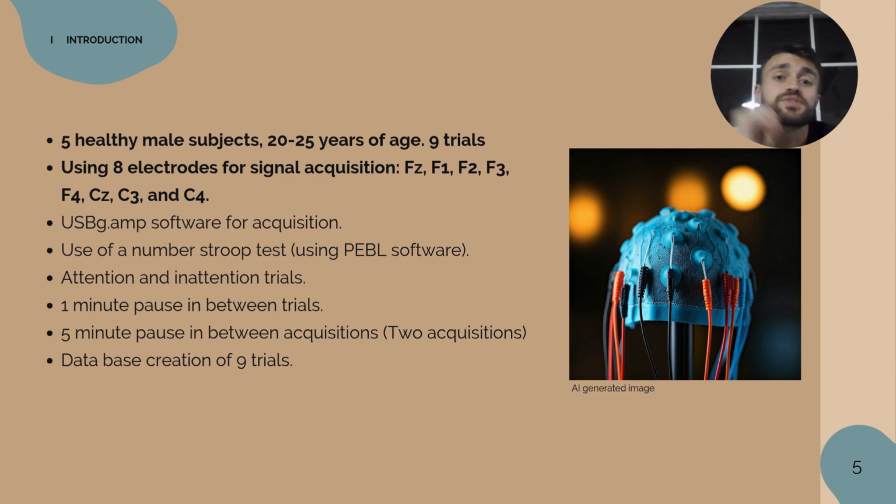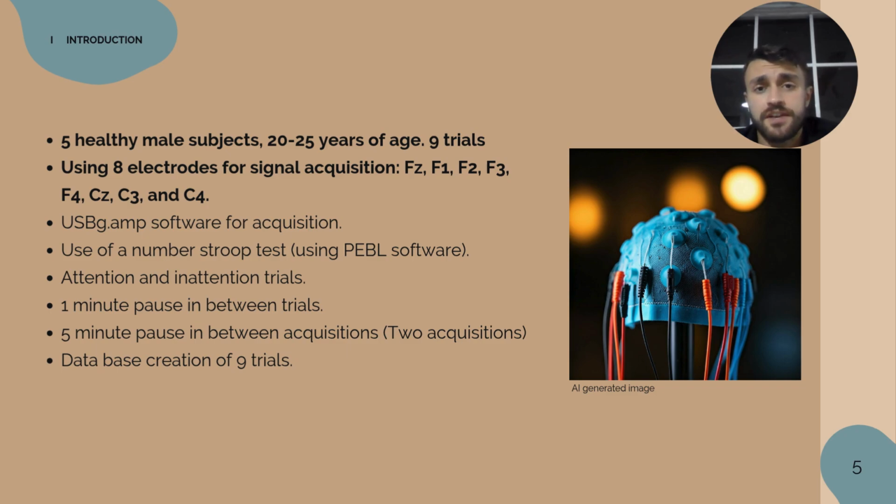Now, the first step in proving our hypothesis was to acquire 5 healthy male subjects in the age range of 20 to 25. In total, we did 9 trials, which means almost 2 trials per healthy subject. We used 8 different electrodes for the signal acquisition. First, the FZ, F1, F2, F3, F4 electrodes, and then the central electrodes of CZ, C3, and C4.